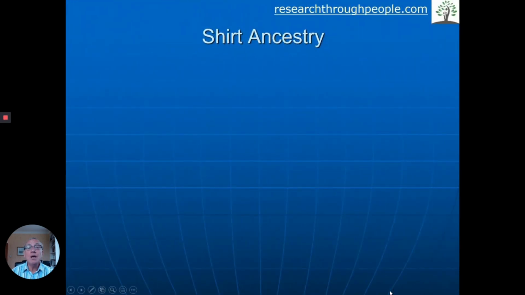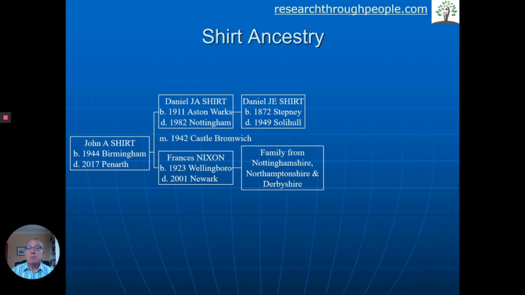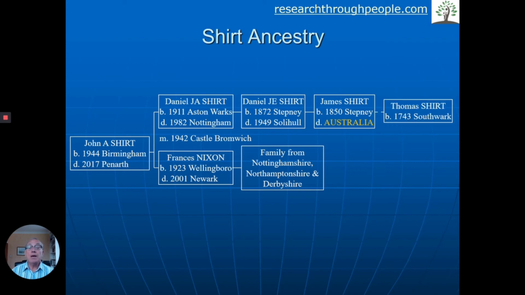So let's take one other slightly different situation. Here we have John Shirt, born in the Second World War in Birmingham, and we traced his ancestry in the Midlands of England for quite a while. In that case, on the mother's side, the family were from Nottinghamshire and Northamptonshire in the Midlands. On the Shirt side, we traced back to the East End of London. One of the ancestors had gone out to Australia, emigrated. And we got back to the early 18th century.